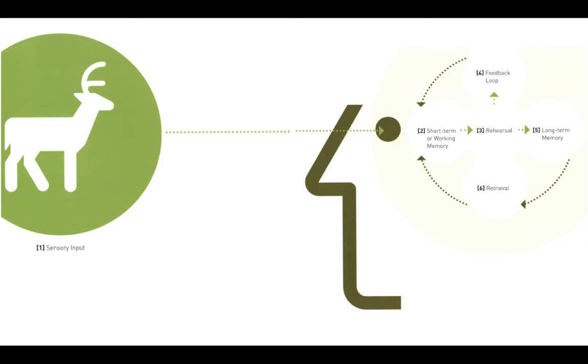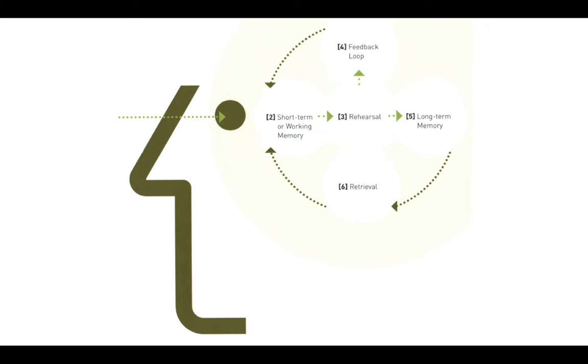And then eventually retrieved. Let me zoom in on this. Again, the sensory input goes into number two, your short-term or working memory. Number three, rehearsal, is like the processing of that information. If you process it over and over again, it does a feedback loop, and eventually it is passed on to your long-term memory. And then one month later, six months later, six years later, it can be retrieved.